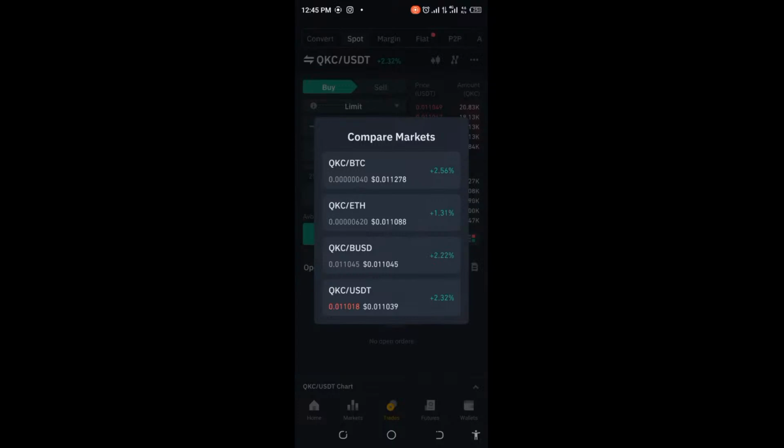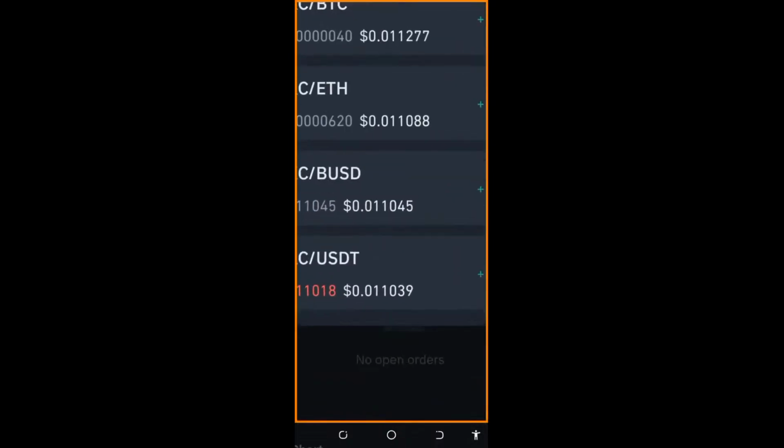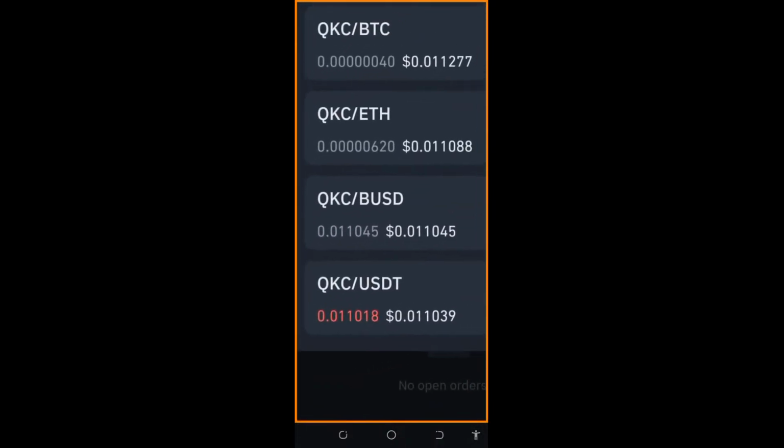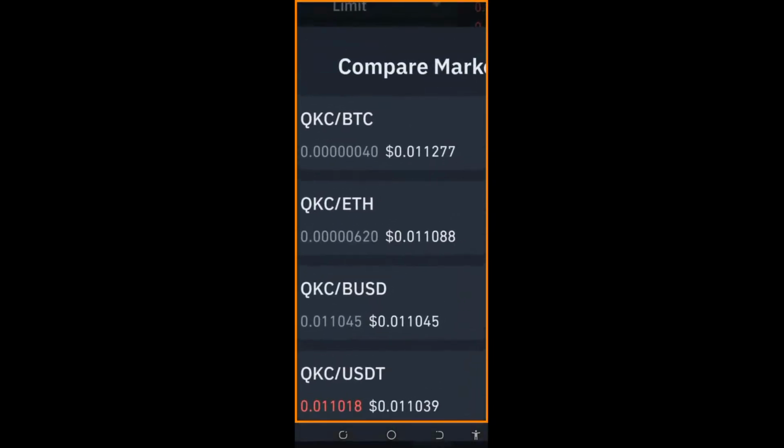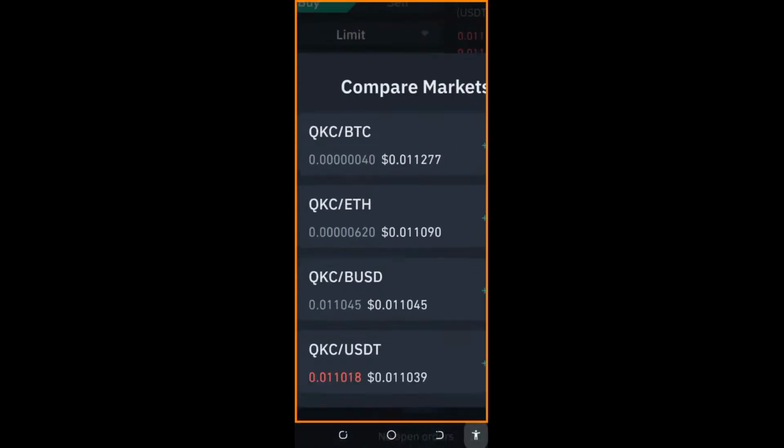Today, we're going to be having another episode of Triangular Arbitrage. So today we're going to be having QKC BTC, QKC USDT, and then of course we're going to see whether this is going to work. So now let's take a good look at what we have here. This is the compare market. USDT is 0110, BTC is 0112. So there's a difference.